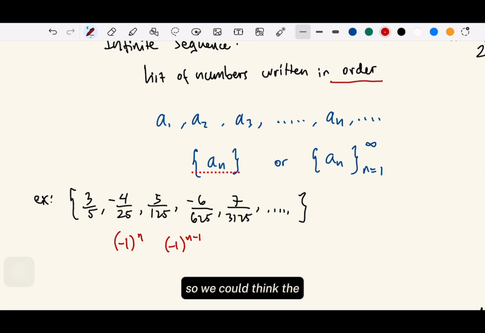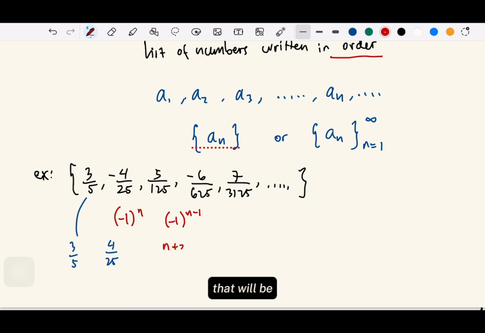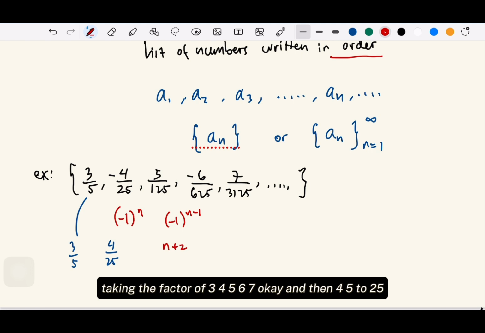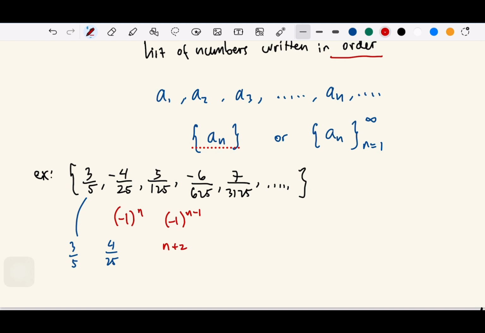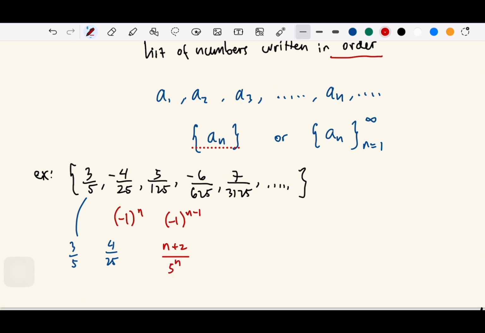So we could think from this 3 and 5, and then 4 and 25. If we imagine n starts from 1, it means that we start from n and then plus 2. That will be taking the pattern of 3, 4, 5, 6, 7. And then from 5 to 25, we can set 5 with power of n. So 5 to the 1 is 5, 5 squared is 25, and so on and so forth.